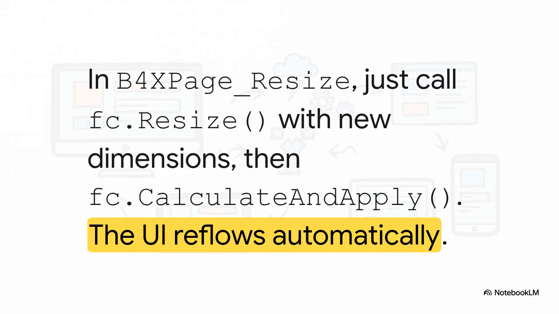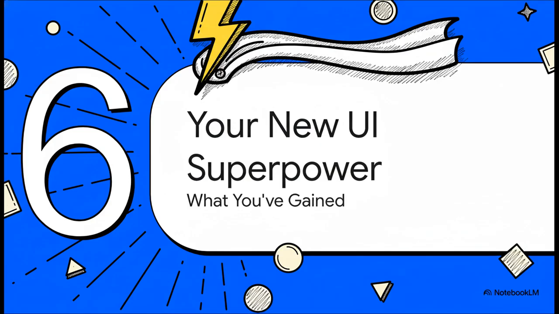Inside your normal B4X page resize event, you just call fc.resize with the new width and height, and then you call fc.calculateAndApply again. The entire user interface just reflows and adapts perfectly. It's automatic. No more manual pixel calculations, no more complicated if-then statements. It just works.